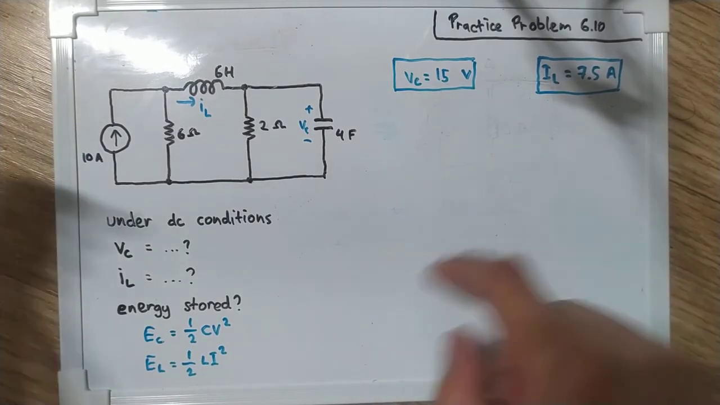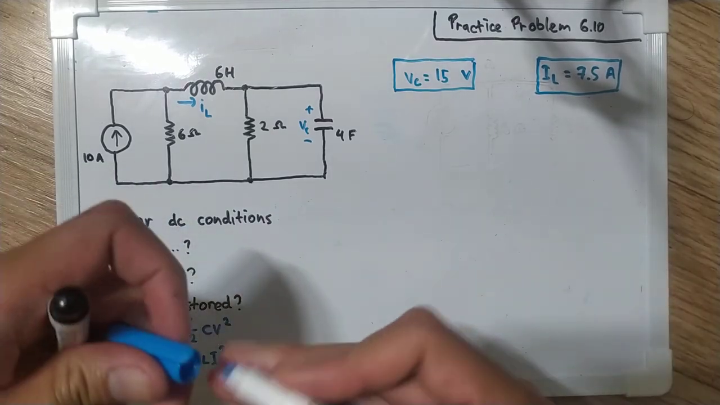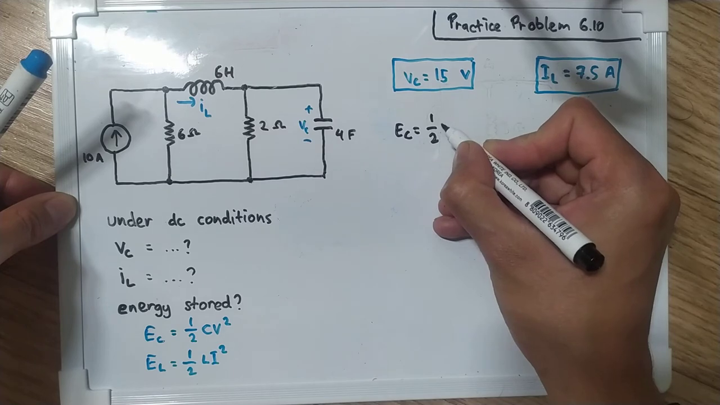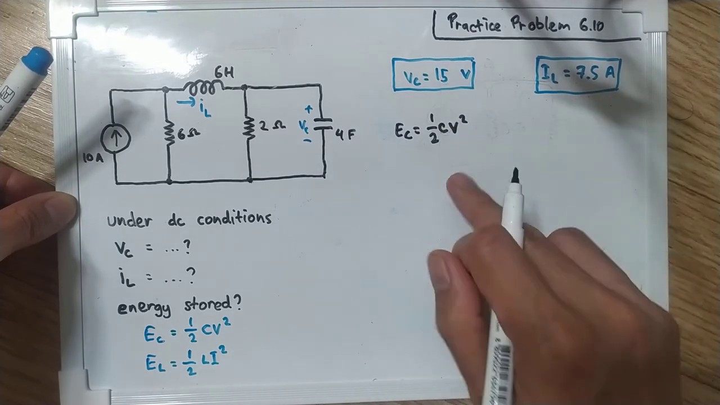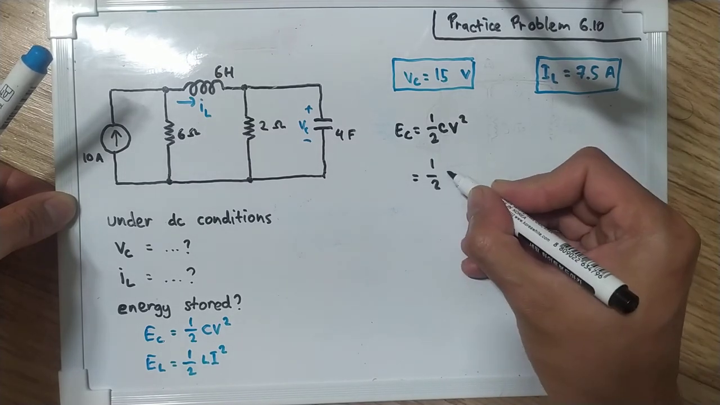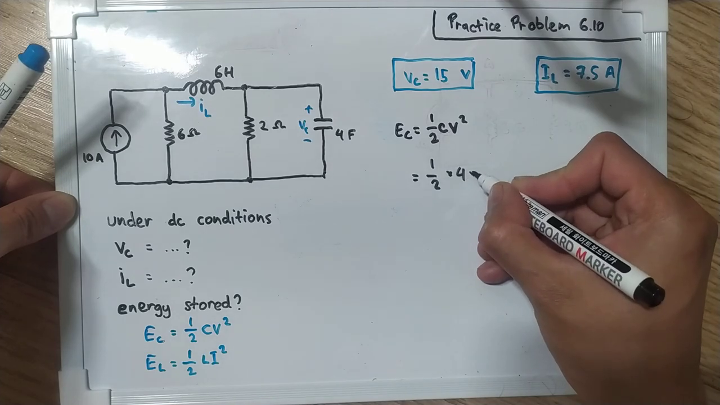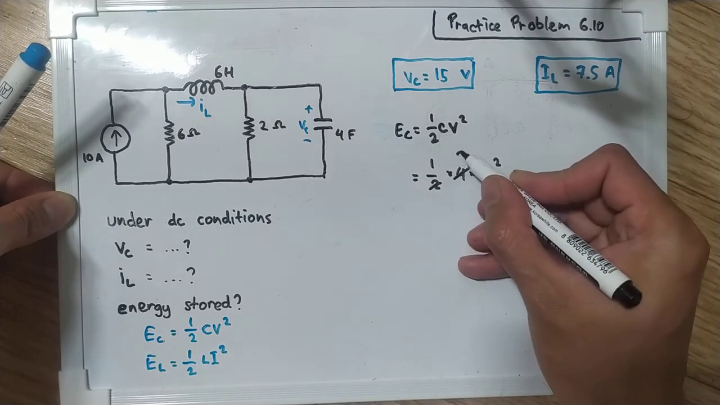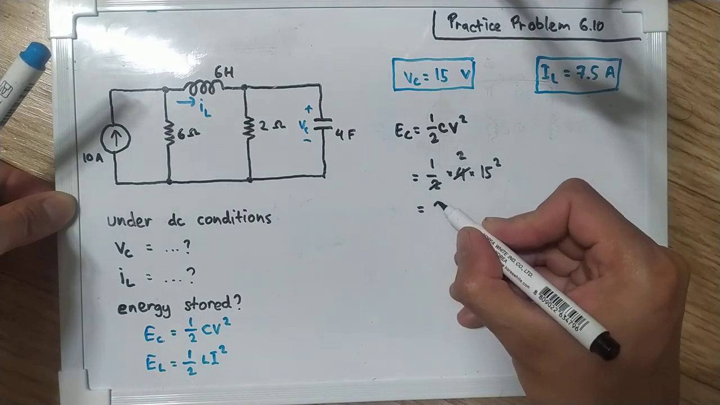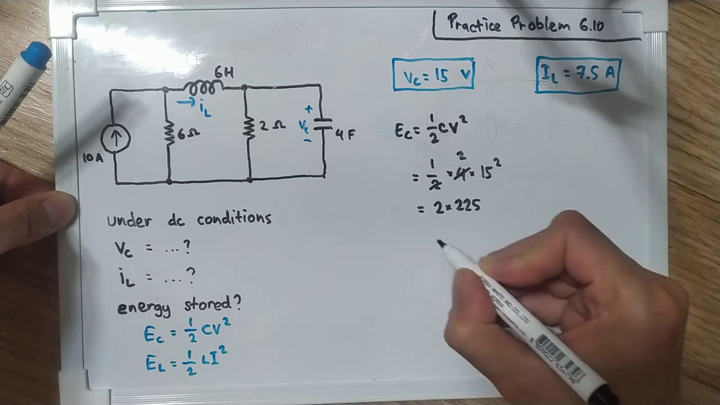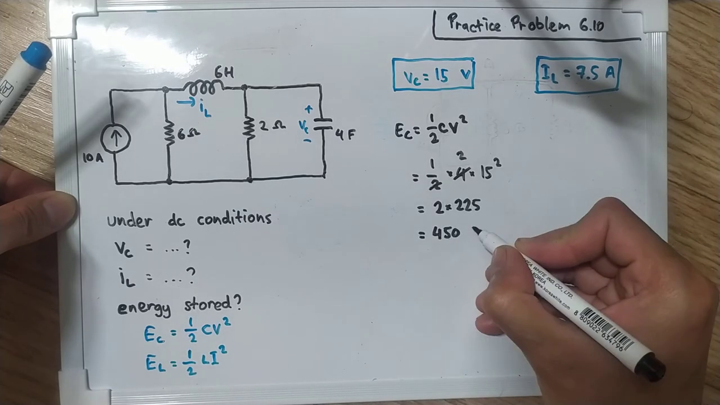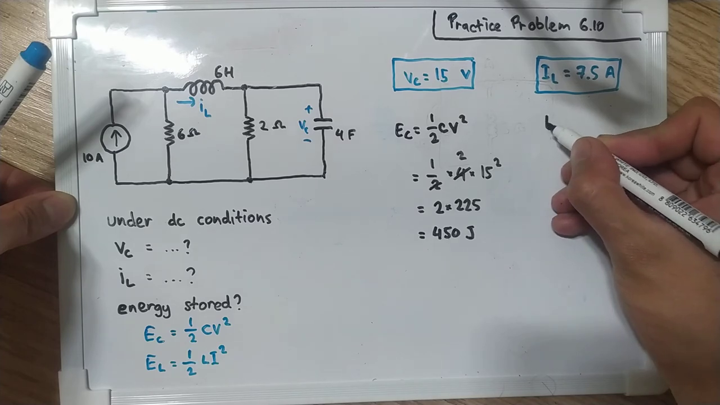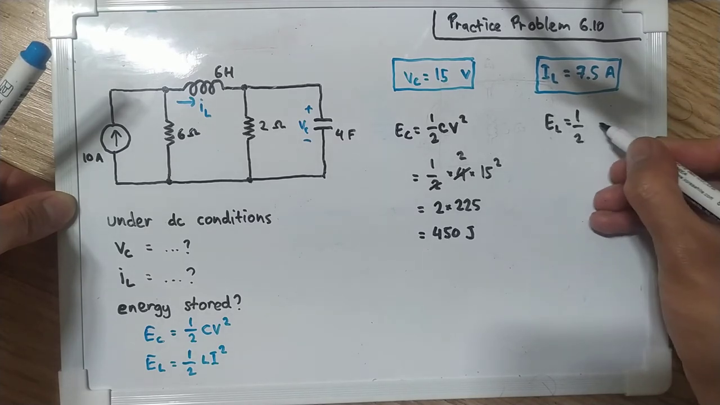Okay, now that we have VC and IL, we can calculate the energy stored. So we can just plug in the formula. The energy stored in the capacitor is 1/2 multiplied by the capacitance multiplied by the voltage squared. So we have 1/2 multiplied by the capacitance, which is 4 farad, and then the voltage is 15, and we need to square this, and this 1/2 and 4 will cancel into 2, and that will be 2 multiplied by 225, which is 450 joule.